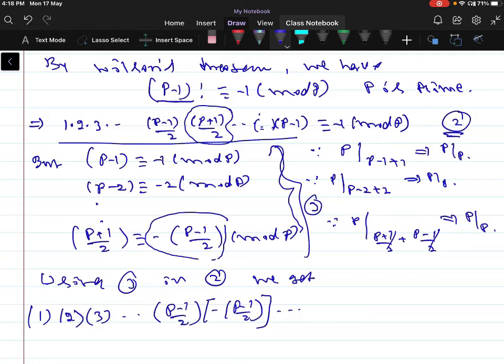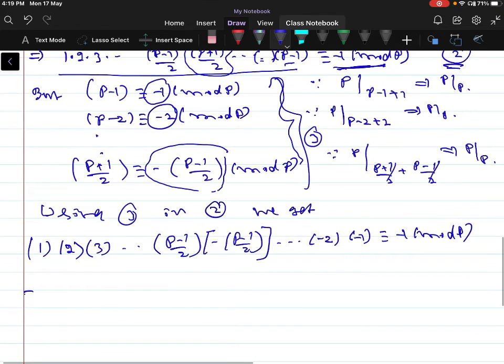So here we have p minus 2. p minus 2 can be written as minus 2, and p minus 1 can be written as minus 1 using 3, that is minus 1 is congruent to p minus 1 modulo p, which is written here. So this implies, here minus of (p-1)/2 and so on, minus 2 and minus 1, there are (p-1)/2 minus signs, so that can be written outside, minus 1 to the power of (p-1)/2.